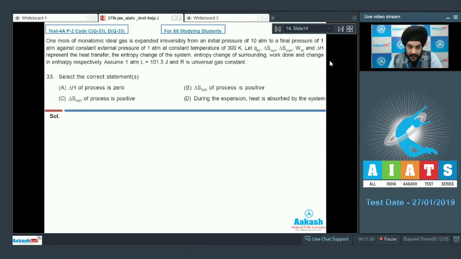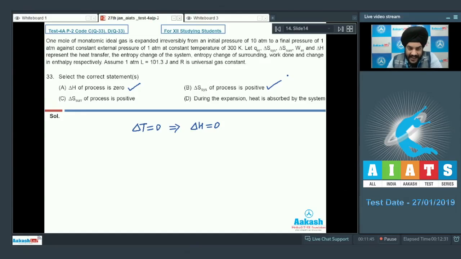Question number 33. Select the correct statements. So in option A, the examiner says delta H of the process is 0. It is true, students, since delta T is equal to 0, which will imply automatically that delta H is also equal to 0. If we talk about the delta S system of the process, we had seen that expansion was taking place in the process isothermally. So the delta S system term has to be positive.